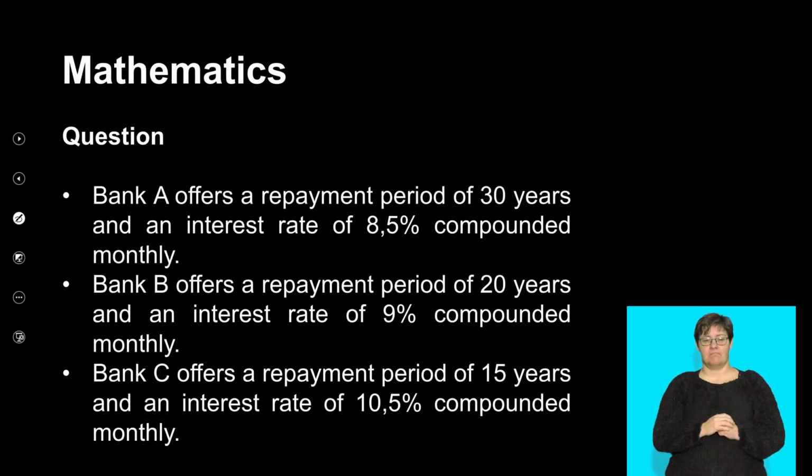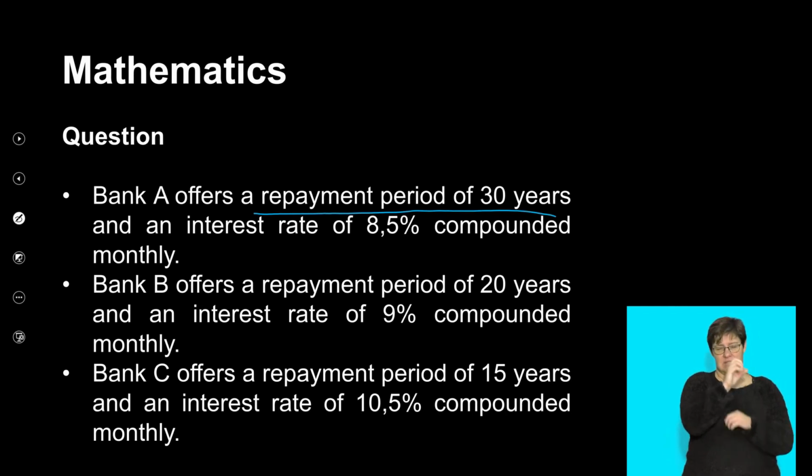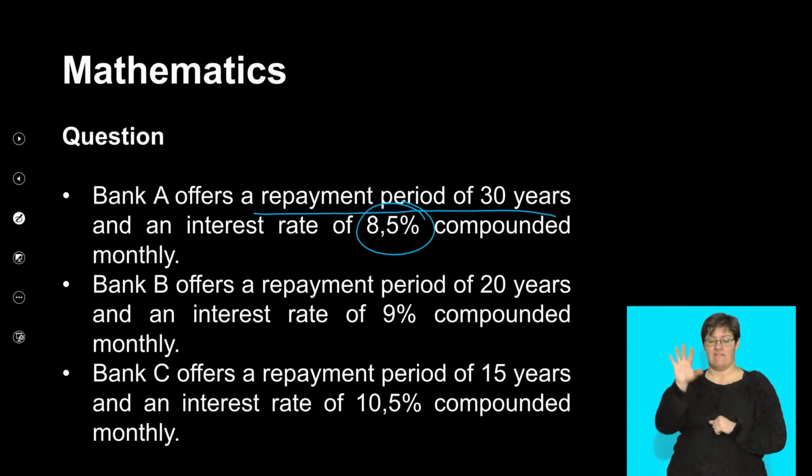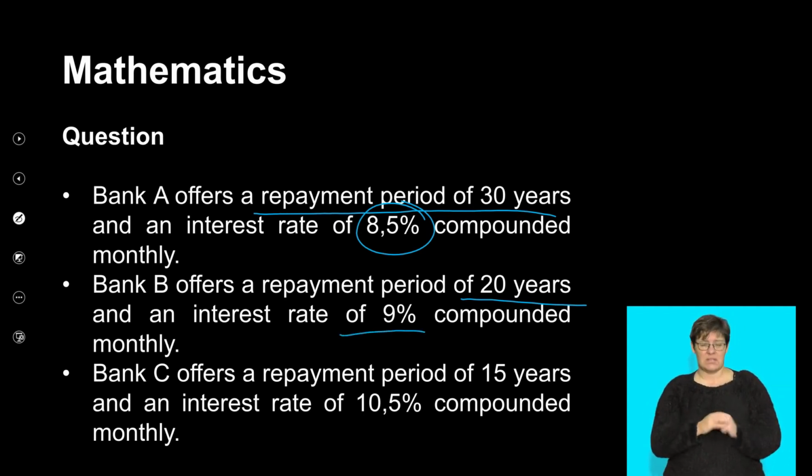Now, Bank A starts by saying, let's give you a repayment period of 30 years, and the interest becomes 8.5% compounded monthly. Okay, let's think about that. Another bank says, how about we give you 20 years, but the interest is now a bit more by 0.5, which becomes 9%. The last bank says, we can give it to you at 15 years, but the interest you need to pay must be 1.5 more than the 20 years interest.